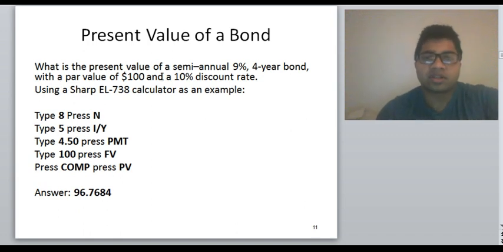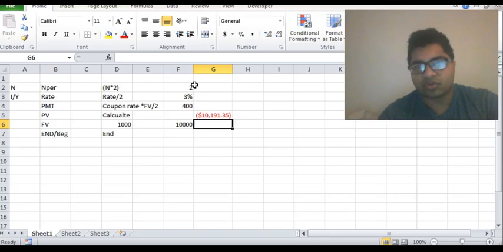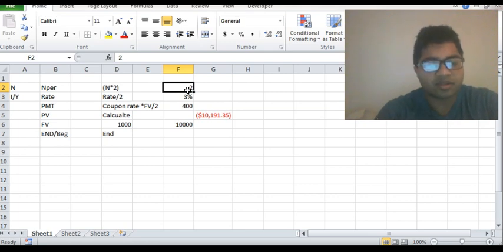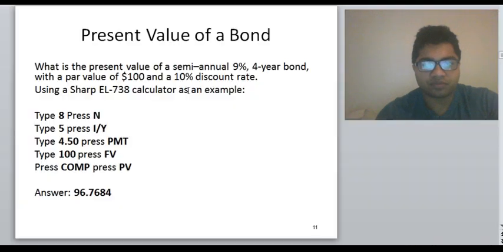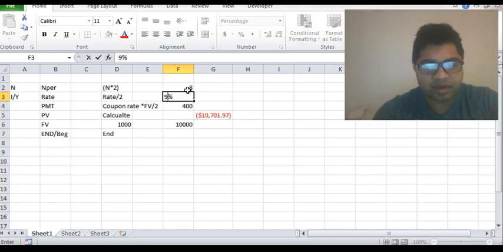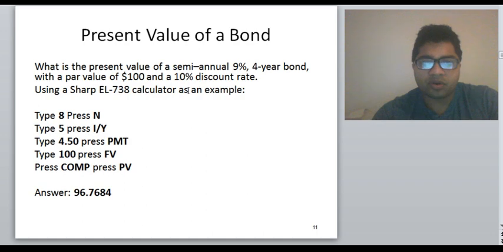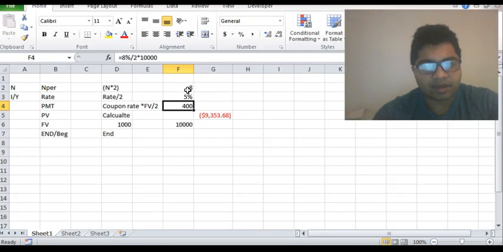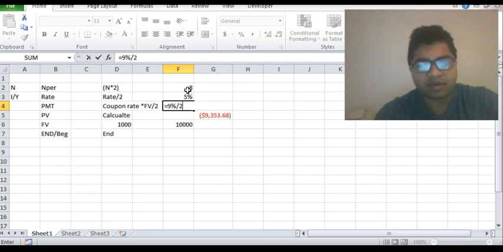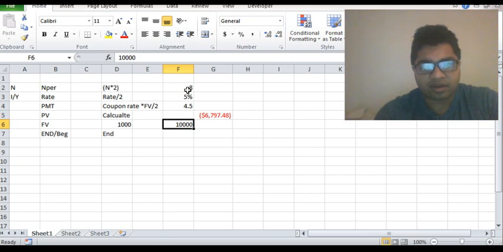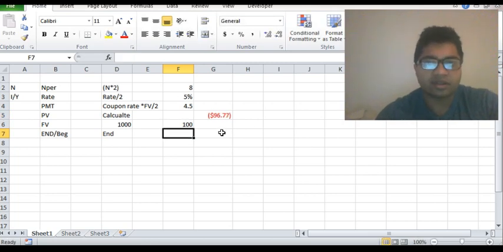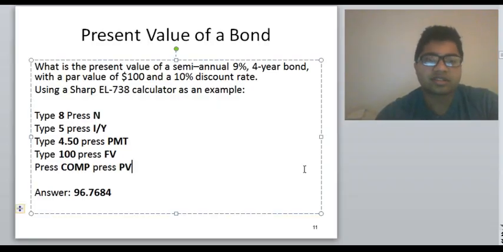So what is the present value of a semi-annual 9% 4-year bond with a par value of 100 and a 10% discount rate? So semi-annual 9% bond with a 4-year period. So 4 years means the period will be 4 multiplied by 2. Coupon rate will be 9%. Discount rate will be 10% divided by 2. 100 is the par, 9% is the coupon. So 9% divided by 2 multiplied by 100, and par value is 100. So if you calculate, the answer to this is 96.7.